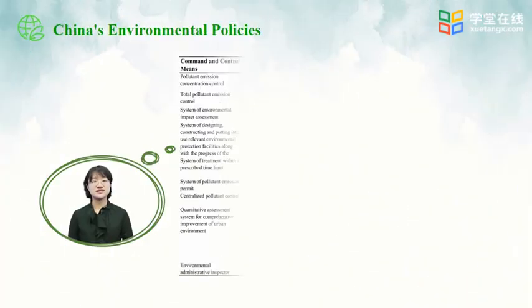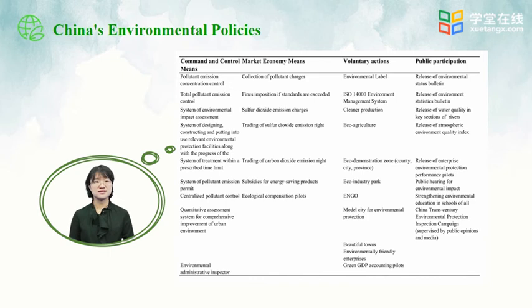In recent years, the dominant policies adopted by the Chinese government have changed. The command and control policy was dominant before the 1990s. Then, the dominant policy changed to market-based policy. The voluntarily-based and public supervision-based policies appeared after the year 2000.